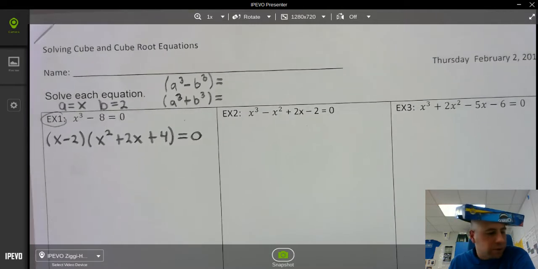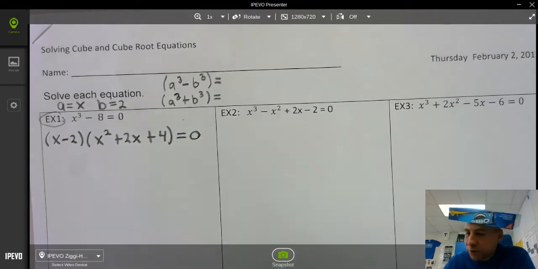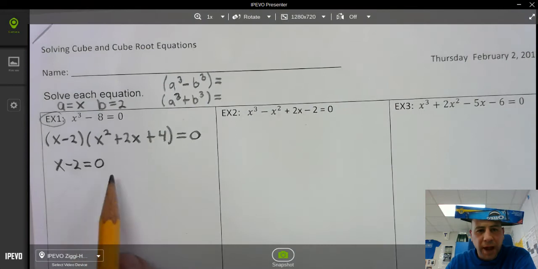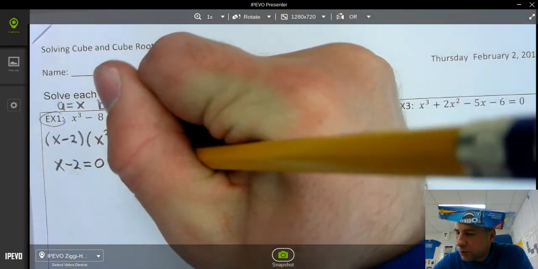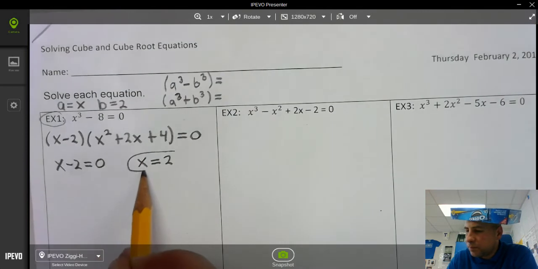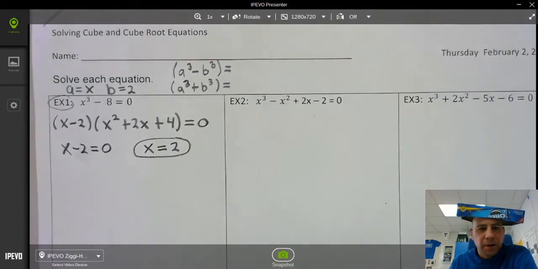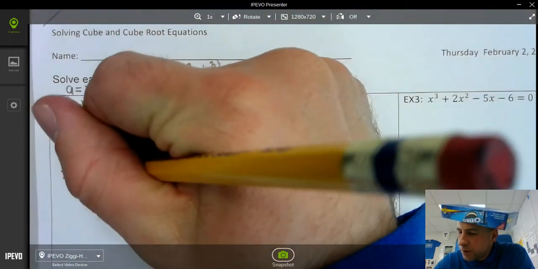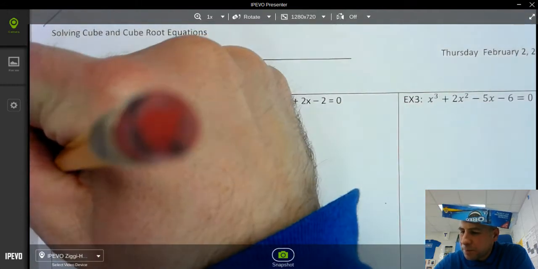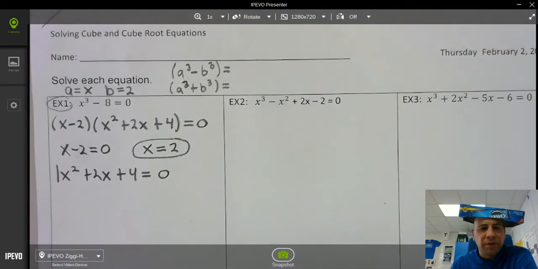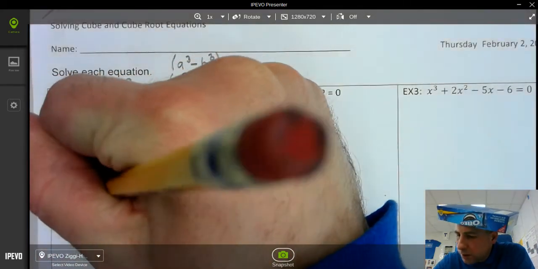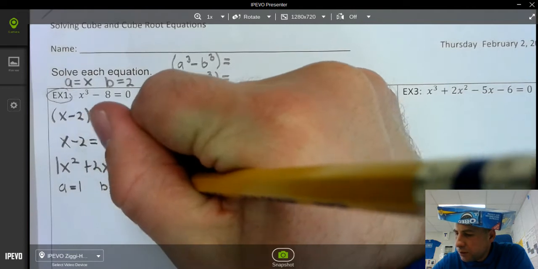Now it says step 2, solve. We're going to set x minus 2 equal to 0, which if we add 2 to both sides, we get x equals 2. Now we're going to set x squared plus 2x plus 4 equal to 0. We could solve this by factoring, but I've done a lot of factoring, so let's go back and practice the quadratic formula. So a equals 1, b equals 2, c equals 4.